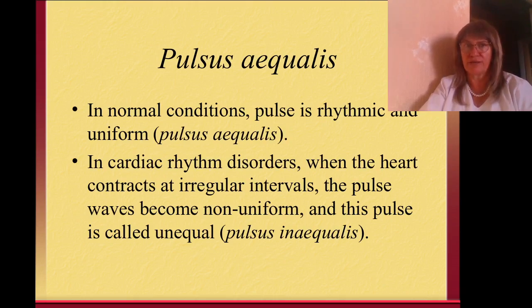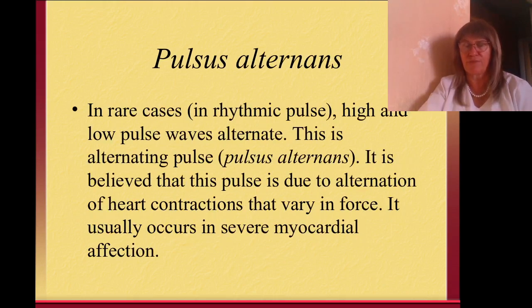Pulsus equalis. In a normal condition, pulse is rhythmic and uniform, pulsus equalis. In cardiac rhythm disorders, when the heart contracts at irregular intervals, the pulse wave becomes non-uniform. This pulse is called unequal, pulsus inequalis.